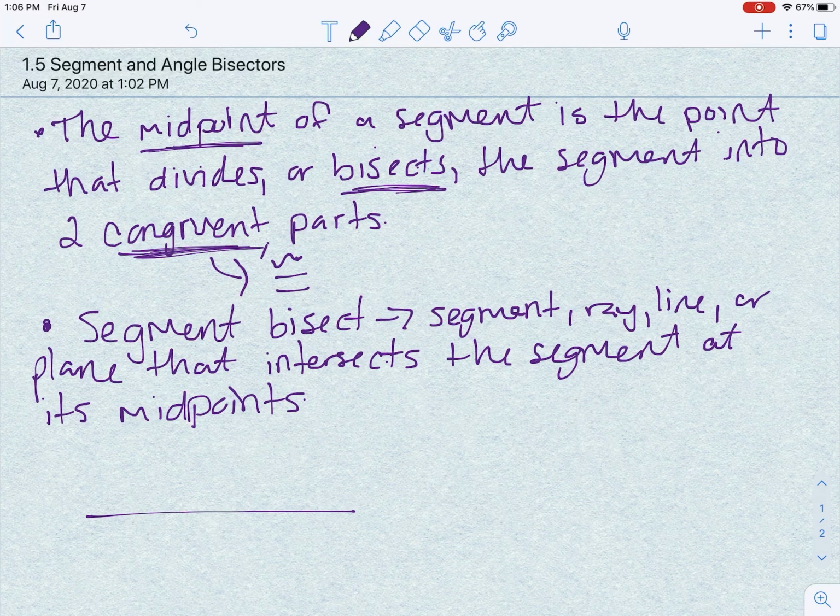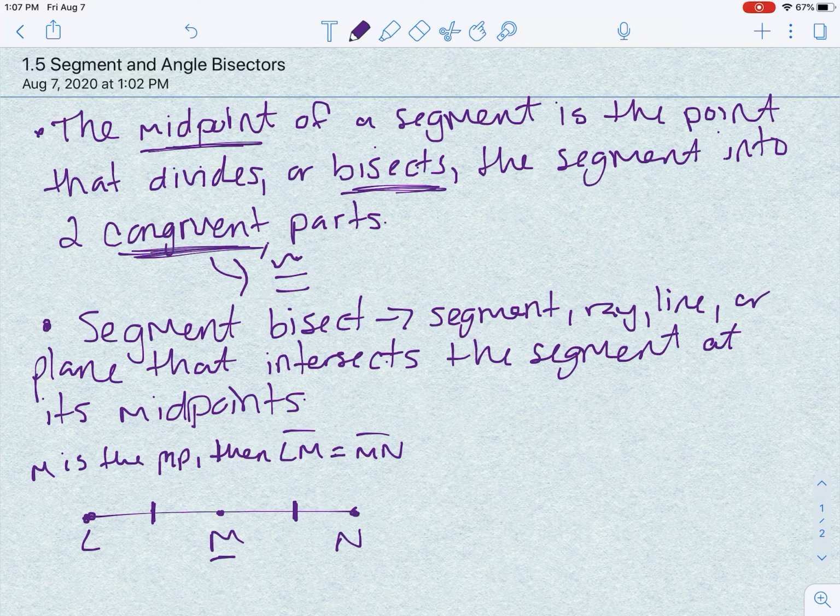If we have a segment down here, we'll call this L, M, N. Okay, this right here would be the midpoint. M is our midpoint, so it means that LM is the same as MN. Okay, so if M is the midpoint, then LM is equal to MN, or vice versa. If LM equals MN, then M is a midpoint.